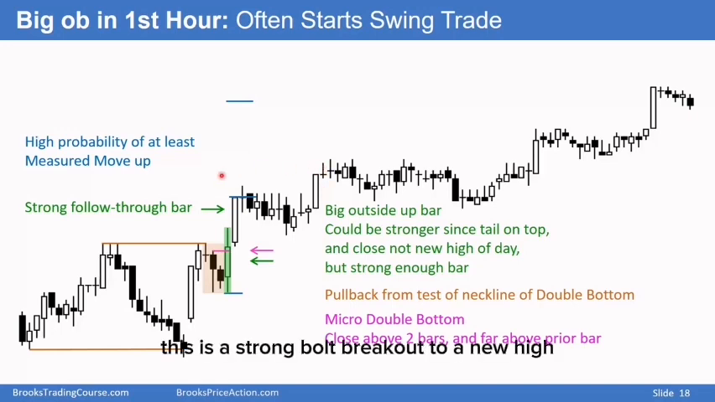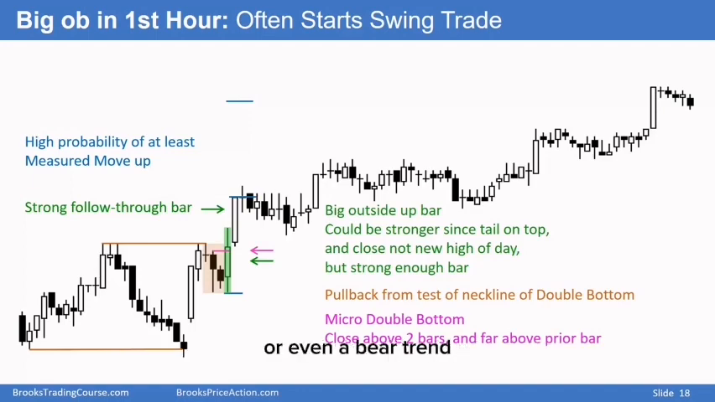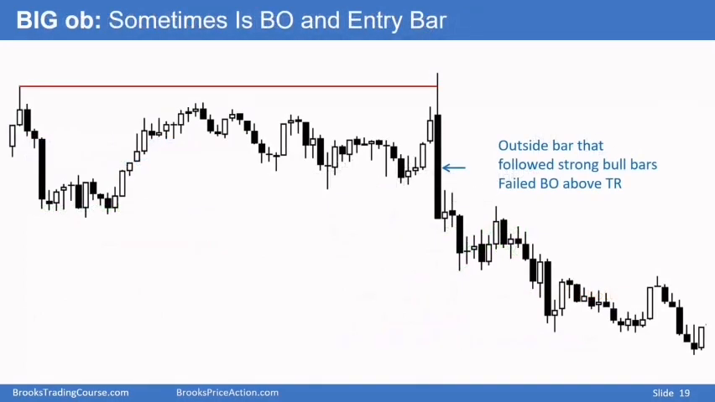This is a strong bull breakout to a new high. This is probably the start of the bull trend resuming up, and traders do not want to see the market fall below the bottom of a major higher low, because then their premise of a resumption of a bull trend is no longer valid. The market then is probably either in a trading range or even a bear trend. Trading range, you could say bull trend, bull flag, bull breakout, and went to a new high.